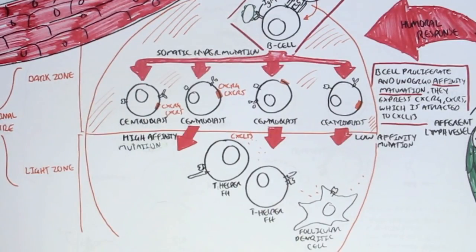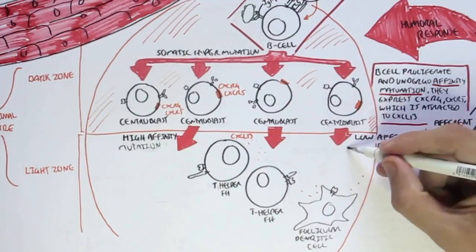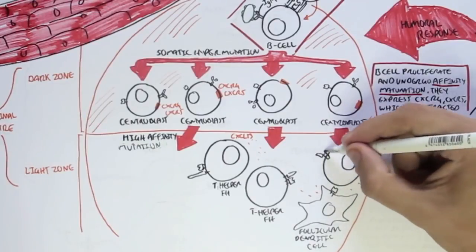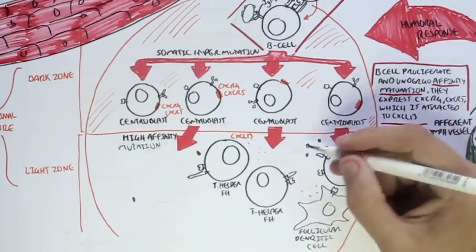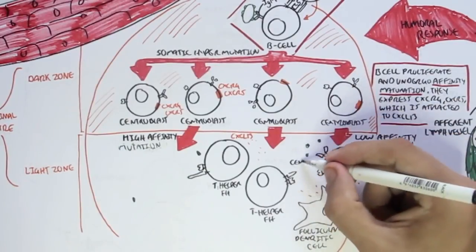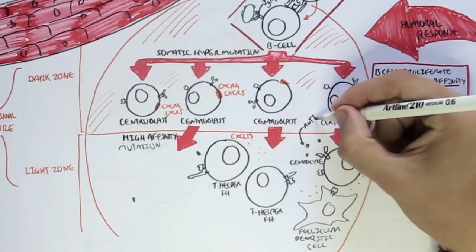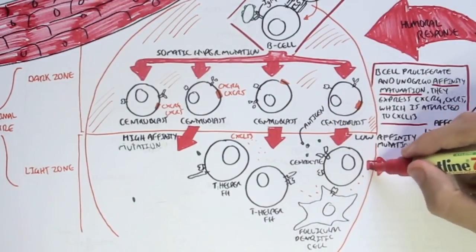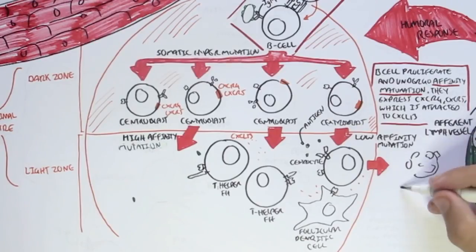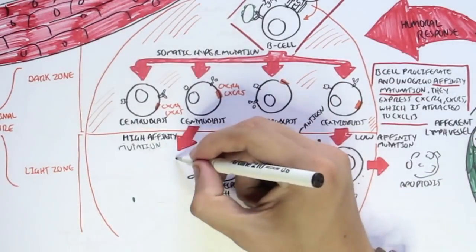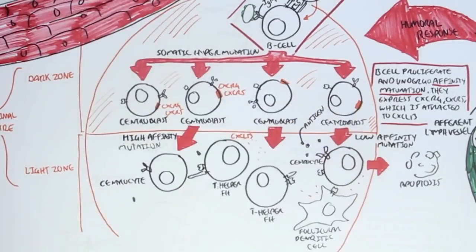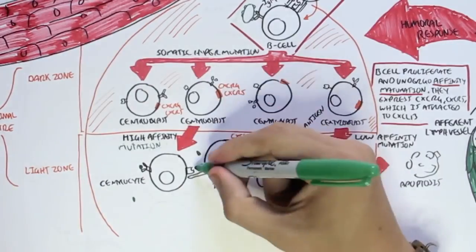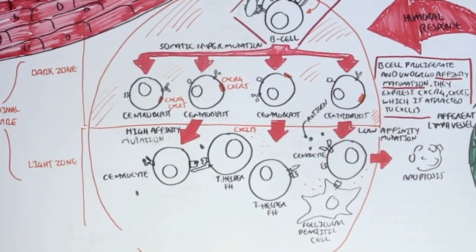Centroblasts can either have high affinity mutation or low affinity mutation. Now, if they had low affinity mutation, these now centrocytes cannot recognize the antigen anymore because their affinity for these antigens has decreased. And so they are not needed by the body, and so they die through apoptosis. However, if a centroblast moving into this light zone has a high affinity mutation, it means that this centroblast, now centrocyte, has a higher affinity for these antigens, and so it can recognize it.